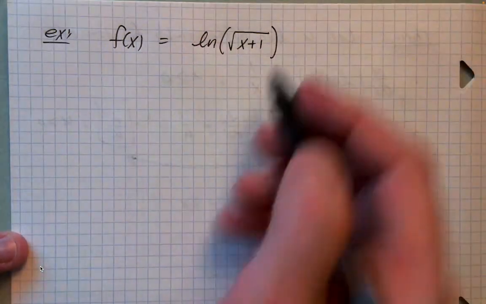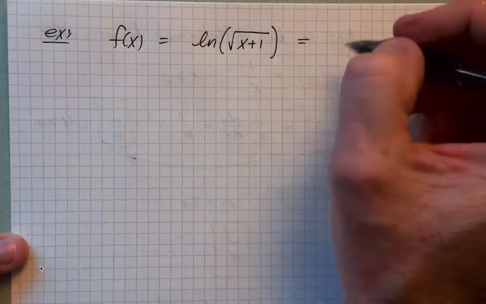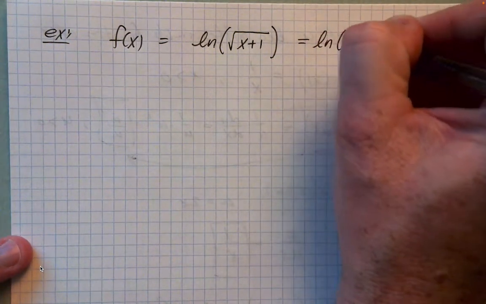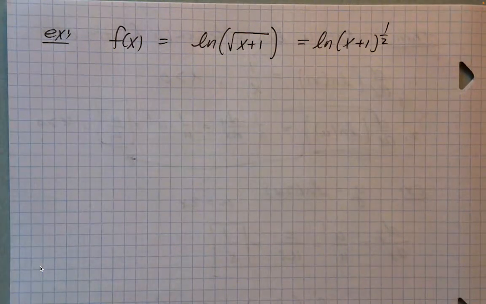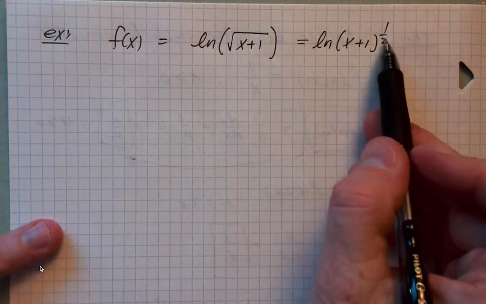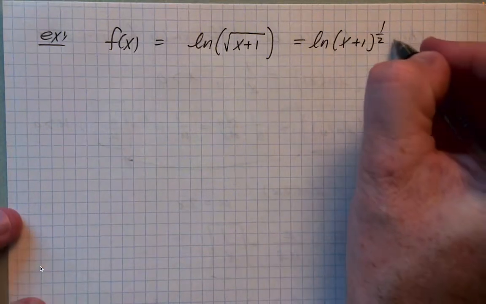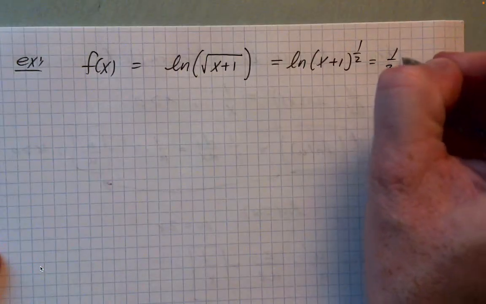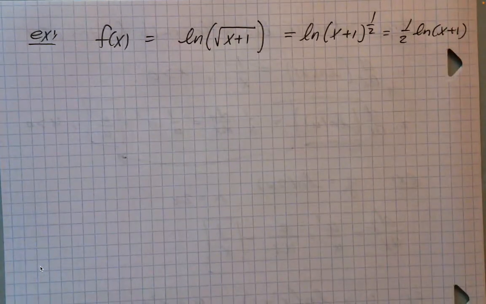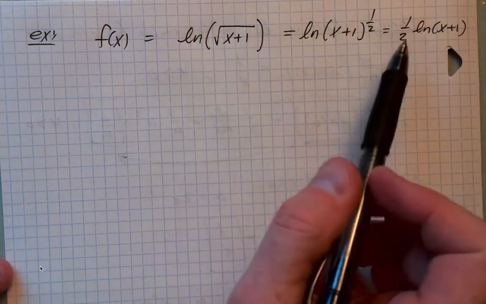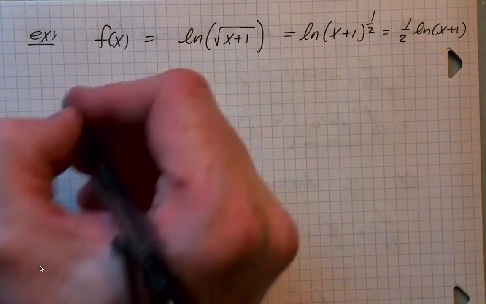So let's use some facts about logarithms here. This could be rewritten as the natural log of x plus 1 to the 1/2 power. And if you recall, with logarithms, it's possible to take the exponent and bring it down into the front. So this would be best written as 1/2 ln of x plus 1. That's an easier, more manageable way to write this, and that square root just becomes a constant in front of the natural log.